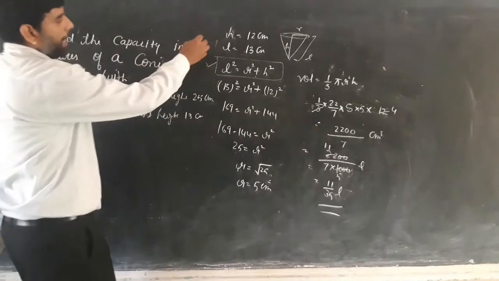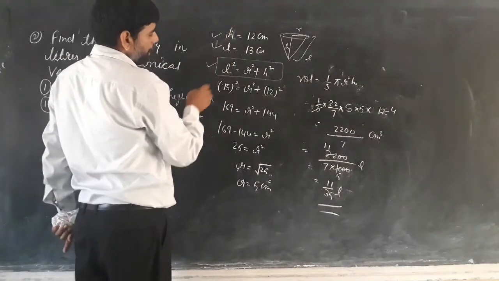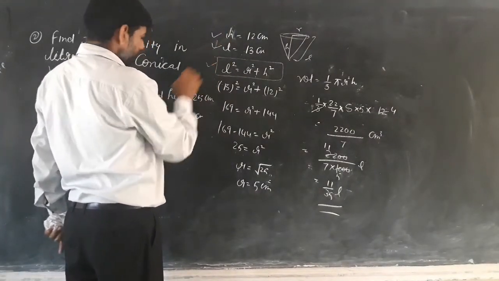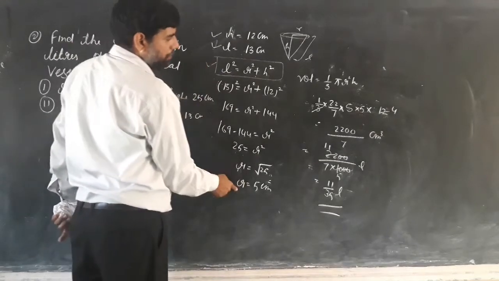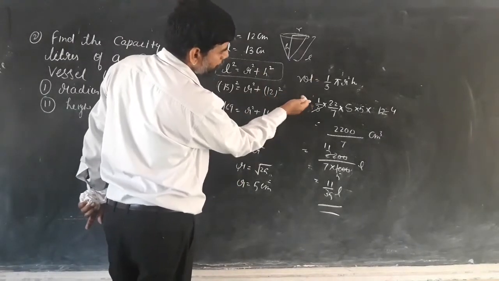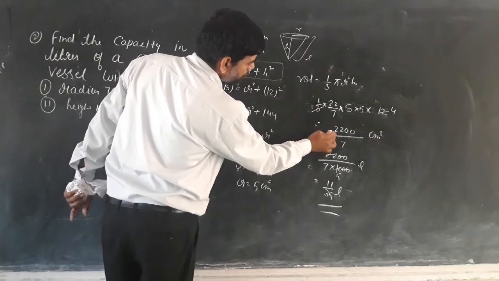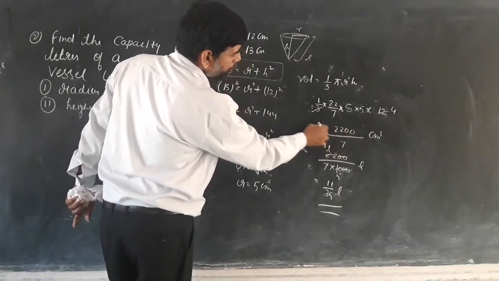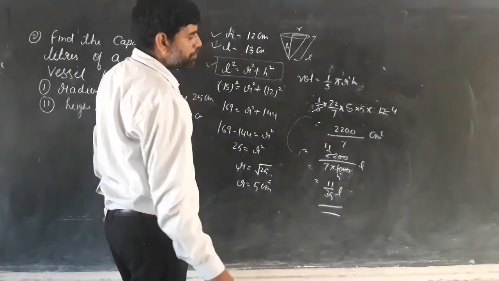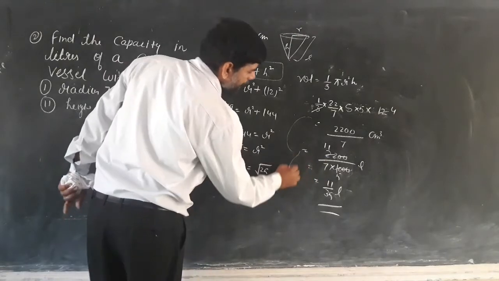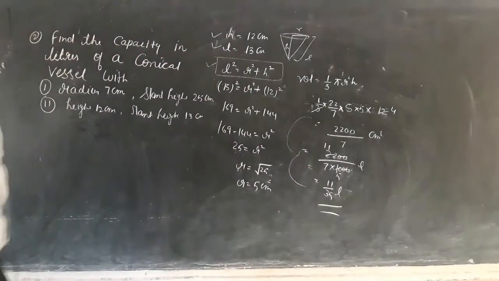In the question, height and slant height have been given. In the second question, we first find the radius. Radius is equal to 5 centimeter, and then we find the volume. Volume is equal to 2200 upon 7 centimeter cube. Centimeter cube is converted to meter by dividing by 1000, that is 11 upon 35 meter. Okay.